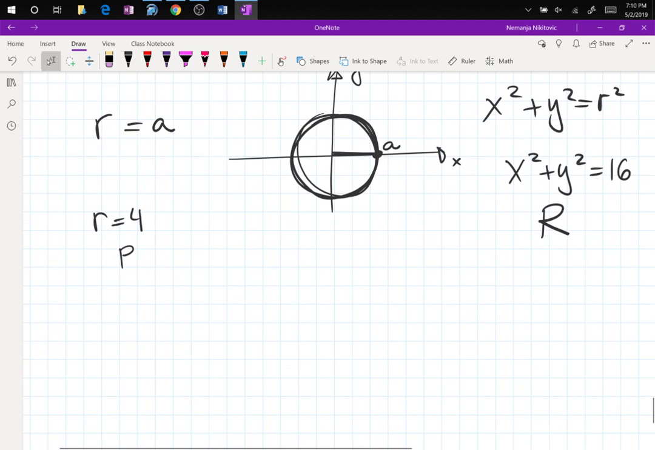Now, the next one is, can your TI-83/84 calculator graph these polar graphs? And the answer is yes. If you have a calculator, now is a good time. If you have appropriate technology, it's a good time to get the app. It's free.